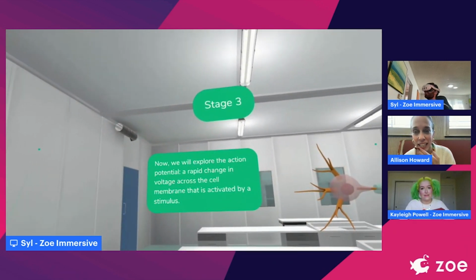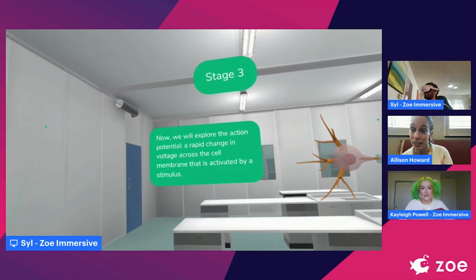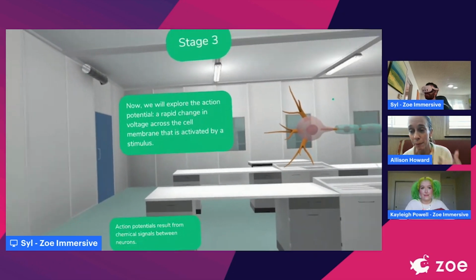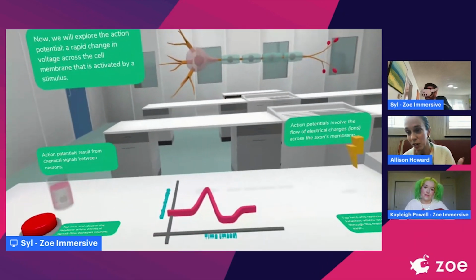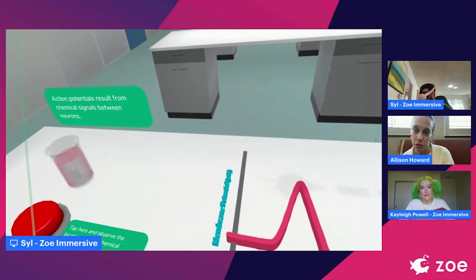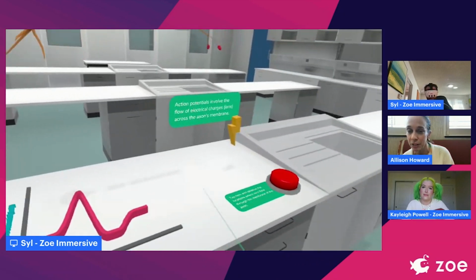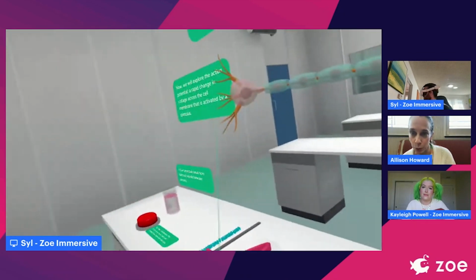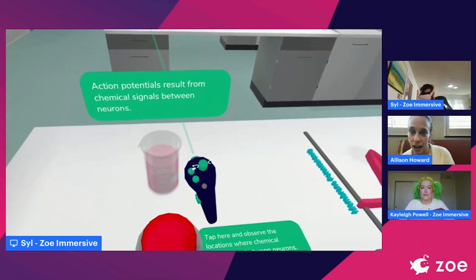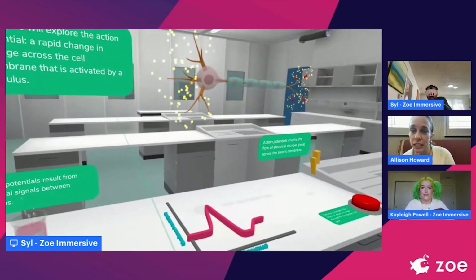Okay, and in this next stage, it is essentially showing them zoomed in a little bit more of where those chemical and electrical communication signals are happening. So the action potential is graphed there at the bottom. If you press the red button on the left, in fact, either of the red buttons works, then that will show you where the chemical and electrical signaling is occurring.